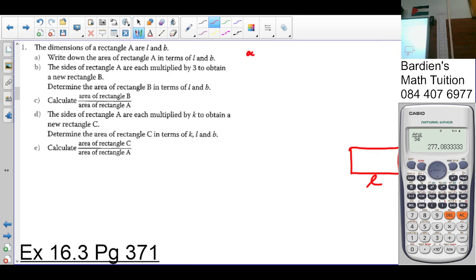We got A. So the area of rectangle A in terms of L and B. What will it be? Length times breadth, which is LB. Now you do B for me quickly, okay? You do B.